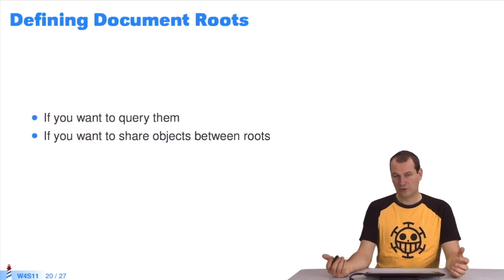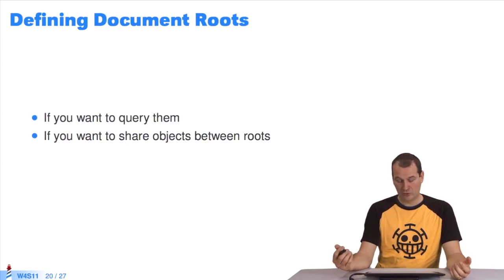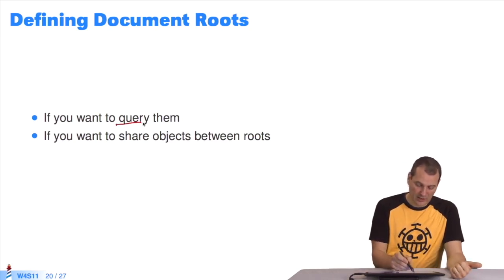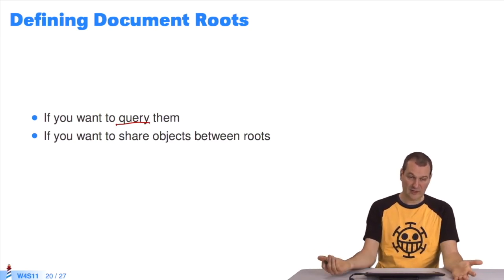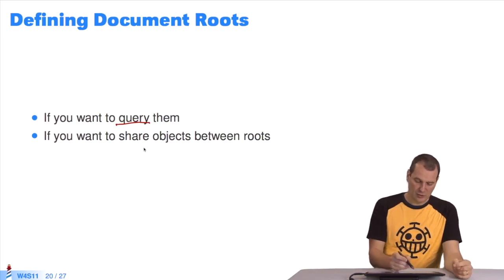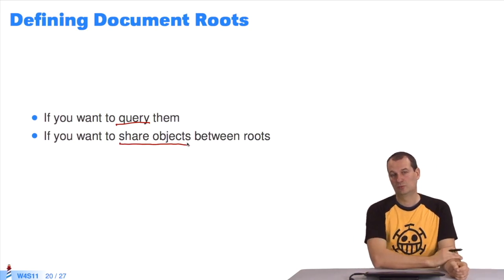Now, the question that will arise when using MongoDB is, what is the base root in Mongo lingo? When is a class defined as a root? The answer is, if you want to query that class. That's the first rule. I define that class as a root, because I want to have access to all the objects in the class. The other reason is wanting to be able to share these objects between roots.